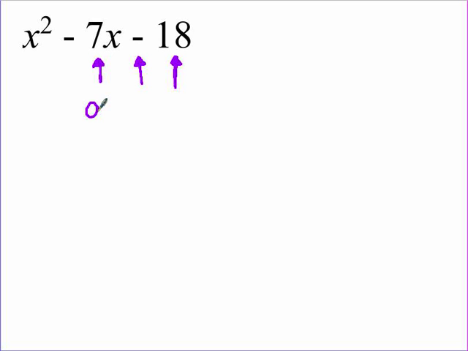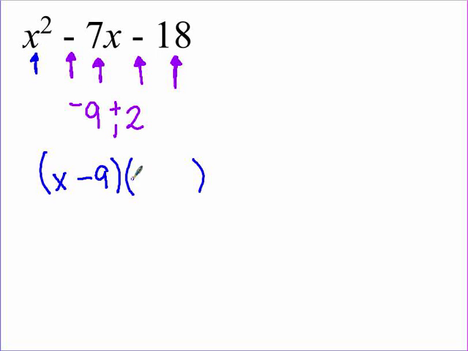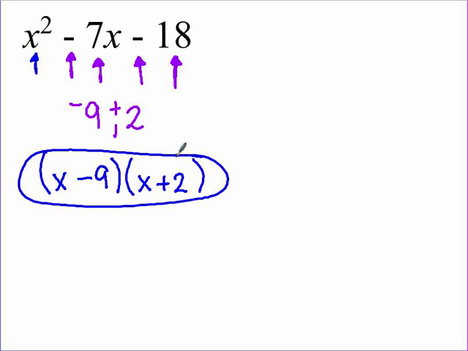9 and 2. Now is when I'm going to attach a positive and a negative sign. So how can you get a negative 7 from 9 and 2? Positive 2. Very good. Now I'm going to jump to my quantities. And what do I get? X minus 9, x plus 2. Very good. Questions?